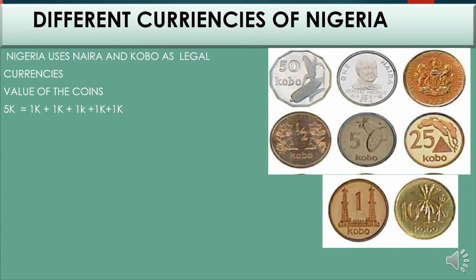Okay. Now let's look at the value of coins. For 5 kobo, let's see how many 1 kobo we would get. We have 1, 2, 3, 4, 5. So 5 1 kobo coins will give us 5 kobo. If we bring 5 of these 1 kobo, we are going to get 5 kobo.